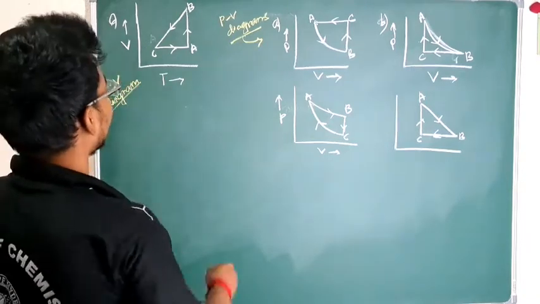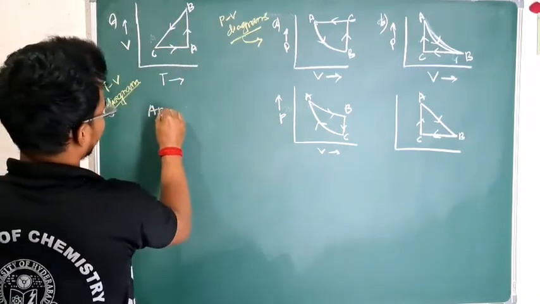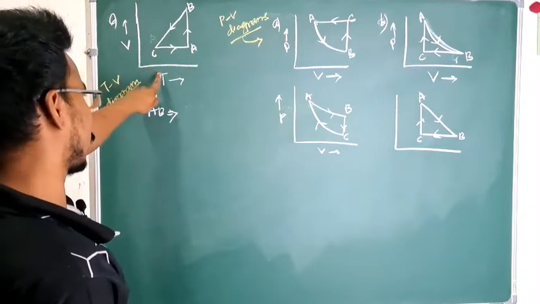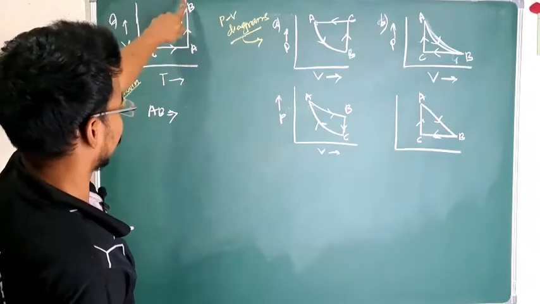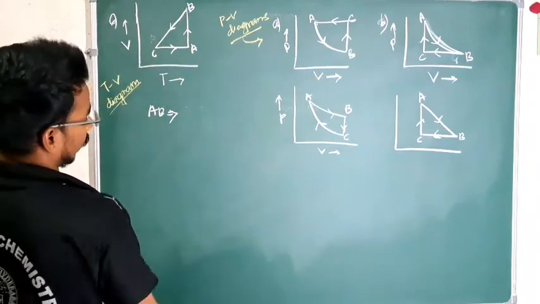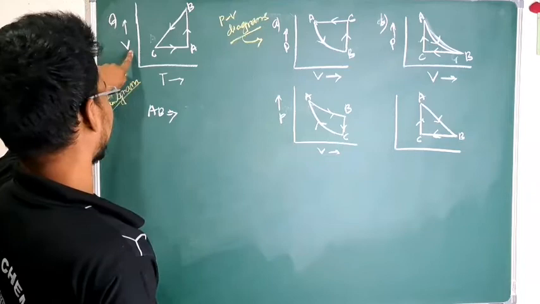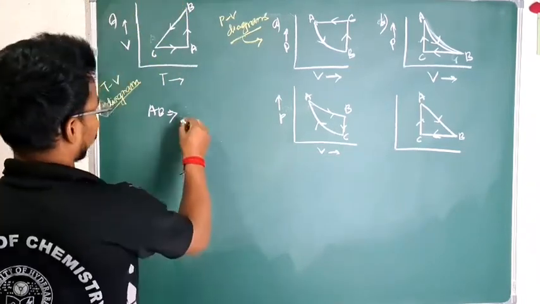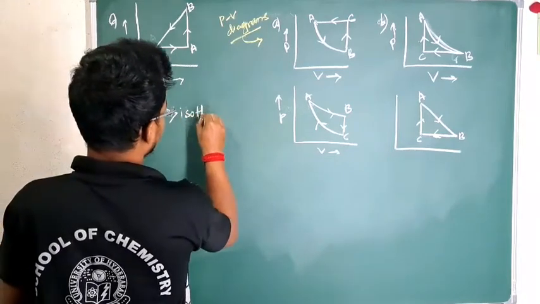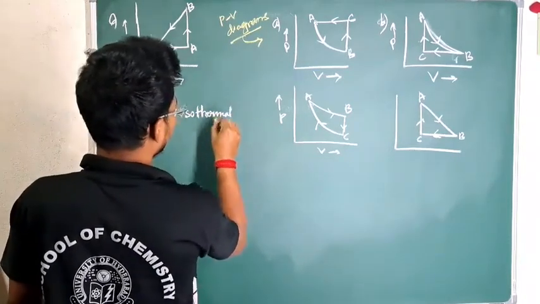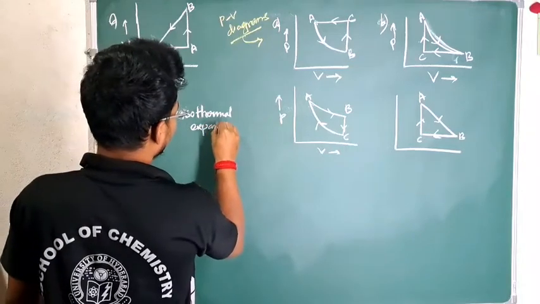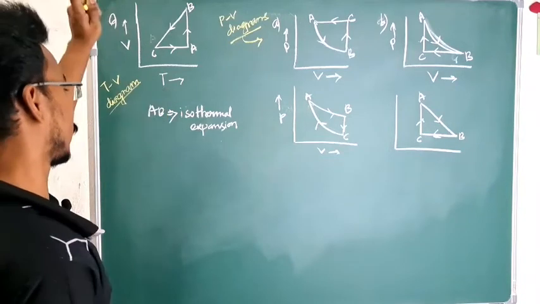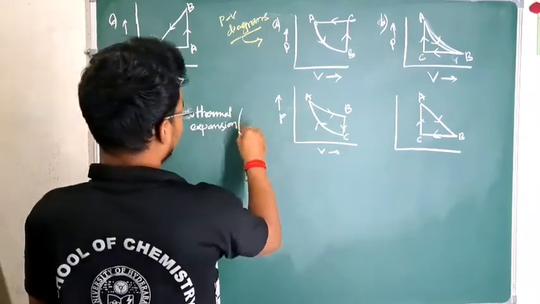For the TV diagram we have to look, let's say, at AB. Tell me what is going on here. See, on the x-axis T is there and this is constant. So T constant means isothermal. And look at this, it is going upside, means V is increasing, so isothermal expansion. T constant, V increasing means PV varying. This is our Boyle's law.